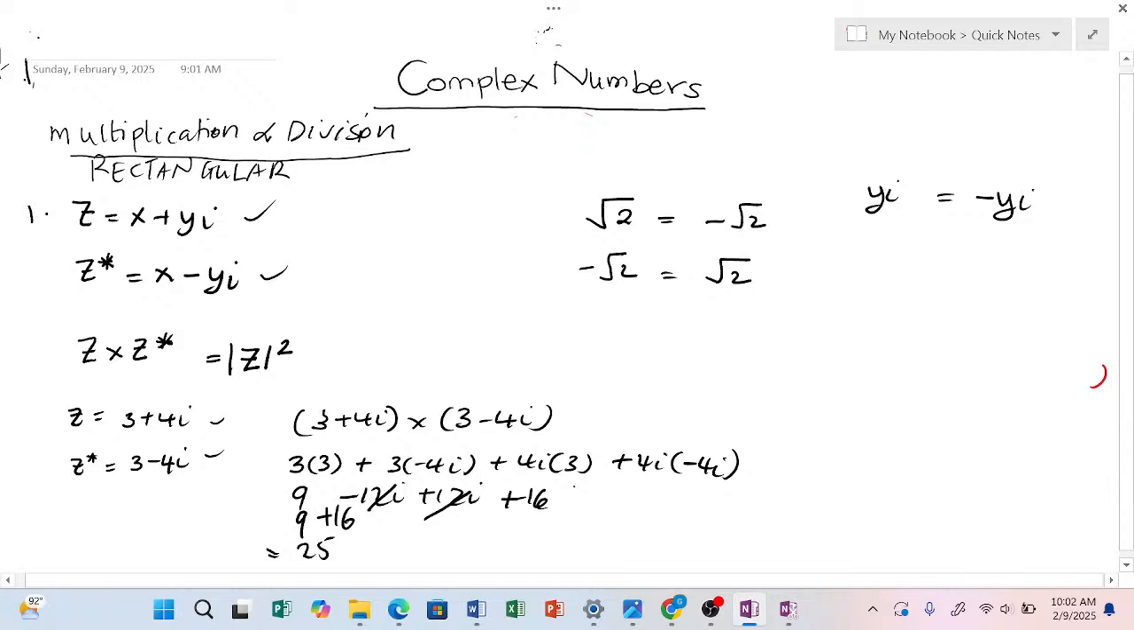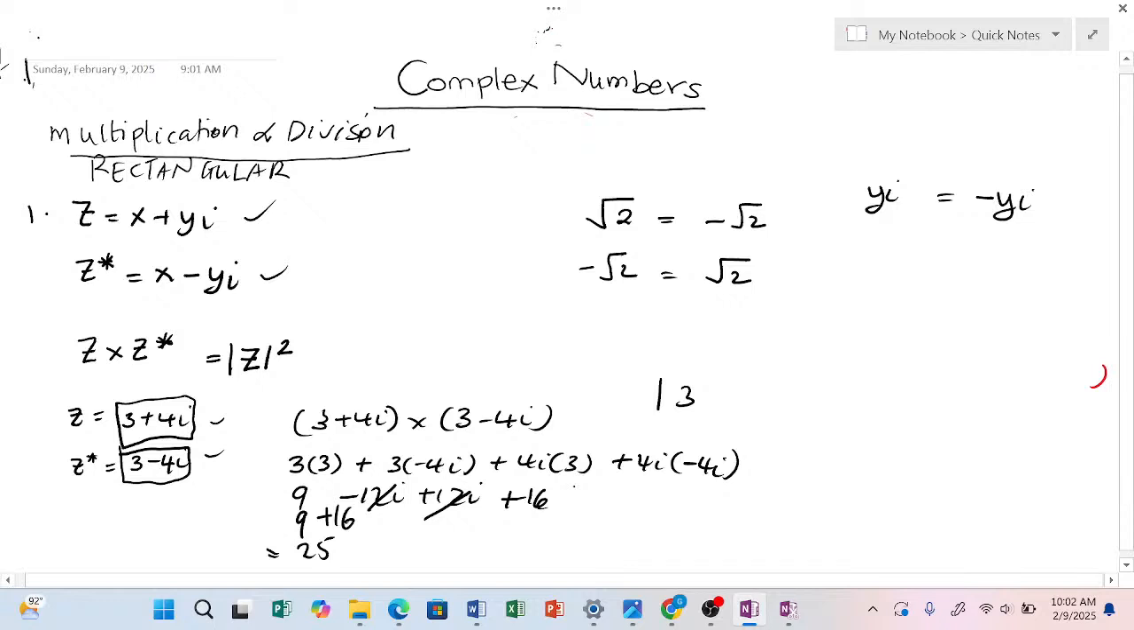And this is what? 9 plus 16 is what? 25. So we are saying that if I have a complex number like this and I have its conjugate, it's equal to the absolute value squared. Did I say magnitude? Sorry, the absolute. The symbol looks alike. So sorry, it's absolute, not magnitude.